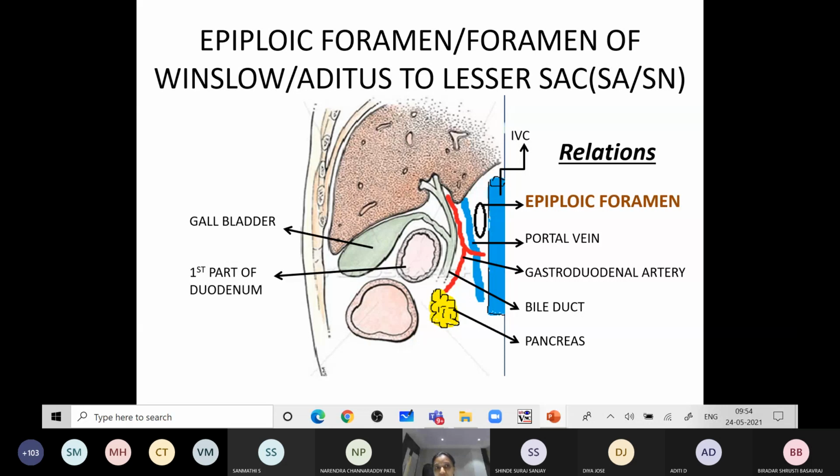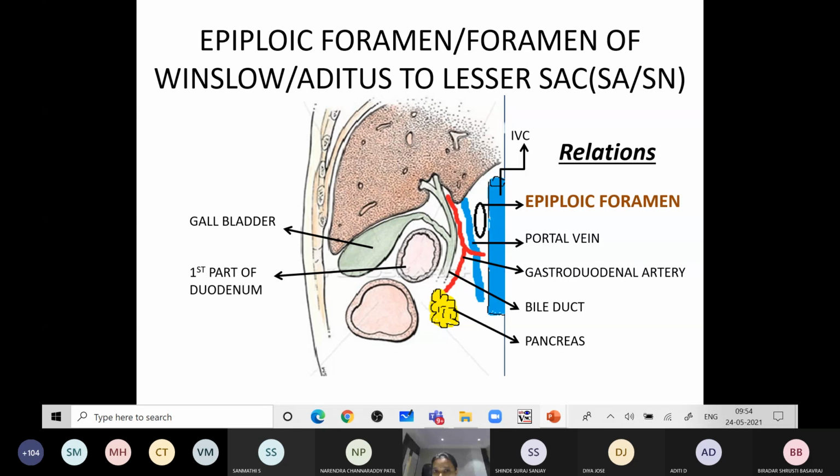This epiploic foramen is also called the foramen of Winslow, the aditus to the lesser sac. Aditus means opening to the lesser sac. The lesser sac communicates with the greater sac. These are the epiploic foramen relations. Above, it is related with the caudate process of the caudate lobe of the liver. Below, it is related with the first part of the duodenum and also the pancreas. In front, it is related with the right free margin of the lesser omentum.